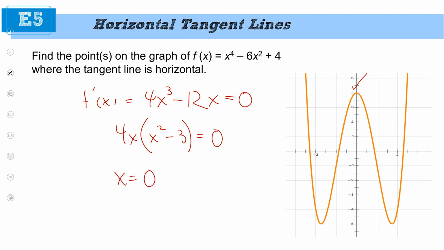X equals 0. You bet. It's right there. And x equals plus or minus the square root of 3, which is over here, and over here. That's about 1.7. We're good to go.